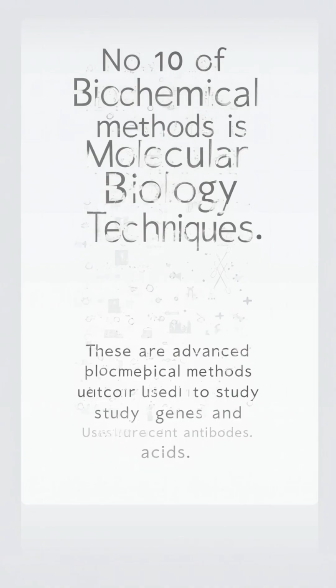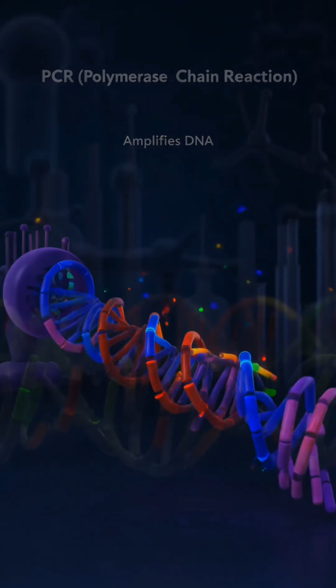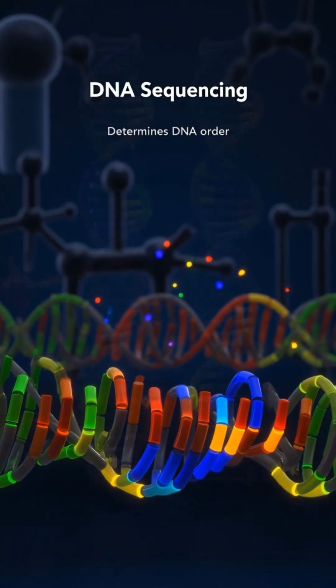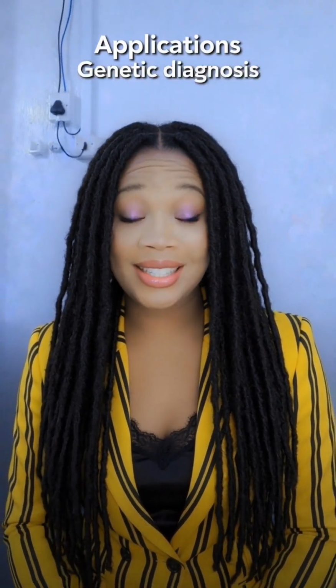Number 10 is biochemical methods used to study genes, the nucleic acid techniques. PCR, or polymerase chain reaction, amplifies DNA. DNA sequencing determines the order of DNA bases. Recombinant DNA technology combines DNA from different organisms. Let's explore some key applications of genetic analysis. These include genetic diagnosis, forensic science, and biotechnology.